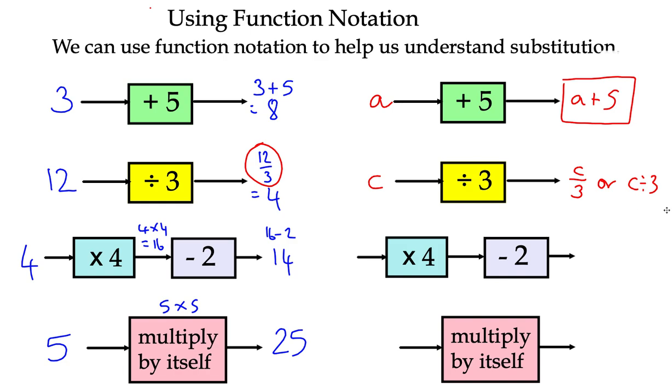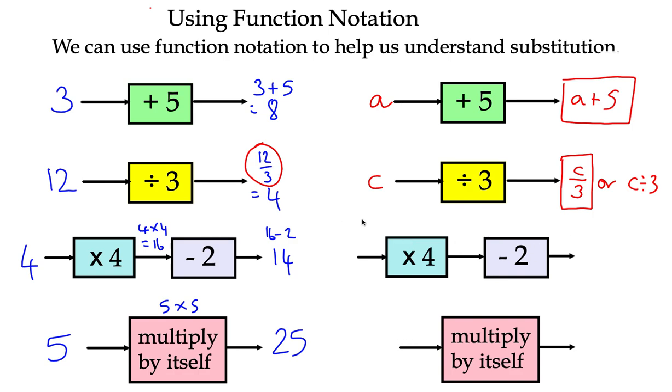Again, we can't work out a numerical value because we don't know what the number of C is. So that's a good way to represent C divided by 3, is just write it C over 3. But remember, you could redraw or you could think about that function whenever you see a fraction like that.